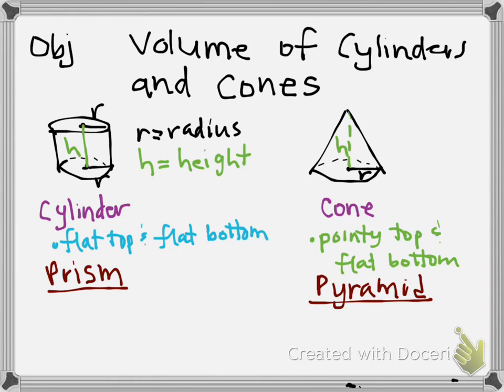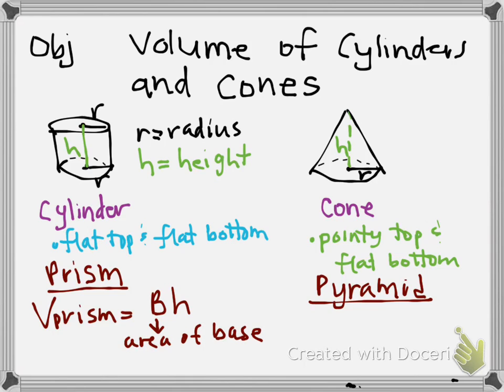Okay, now, generically, for all prisms, doesn't matter what the shape is of the bottom, with the exception of a cylinder, the formula for the volume of a prism is capital B times H. Capital B stands for the area of the base. So whatever that base shape is, you can figure out its area, and then you multiply by the height. Height is always the same, from the top flat piece to the bottom flat piece.